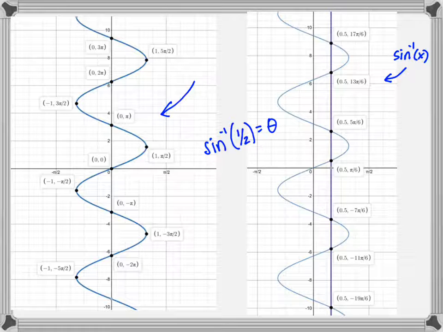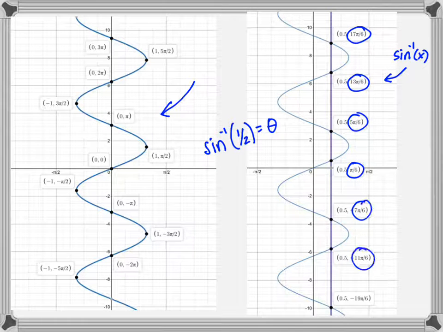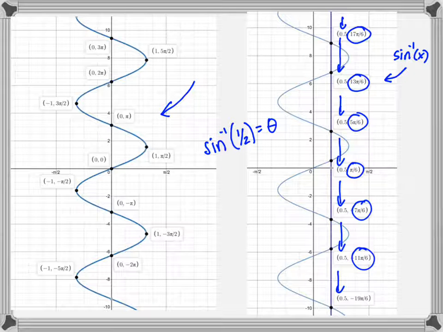Now the bad part is that as is, it could kick out pi over 6, 5 pi over 6, 13 pi over 6, 17 pi over 6, and so on. It goes on forever, right? Because we have the input at 1/2 all the way down, that you can see, and it's going to get multiple answers. And that is not useful because, for one, it's not a function, and two, it could kick out anything.